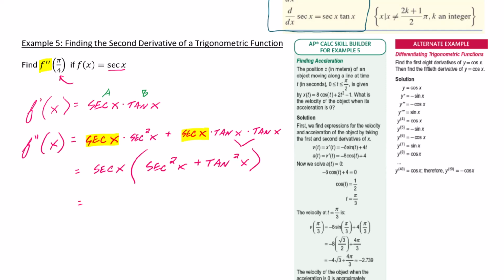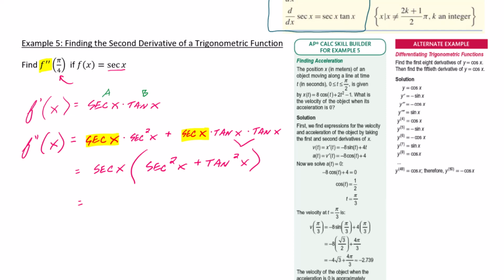Why that's kind of nice is that if I were to simplify to a single function, I could utilize one of the Pythagorean identities. I can make secant squared turn into tangent squared plus 1 if I wanted to. That way I would only have to plug into one type of thing. I could also replace it with, what would that be? Secant squared minus 1 is equivalent to tangent squared. But then I still would have secants and tangents to worry about.